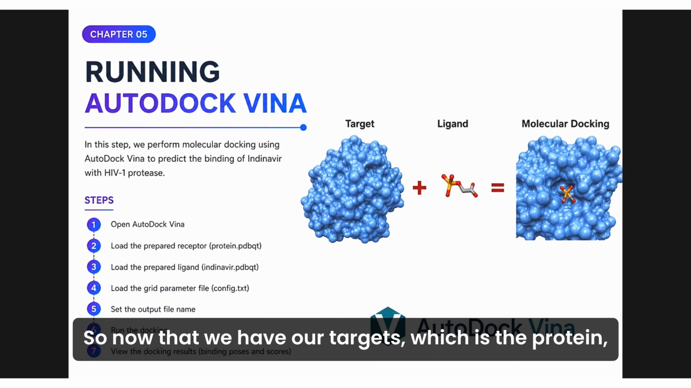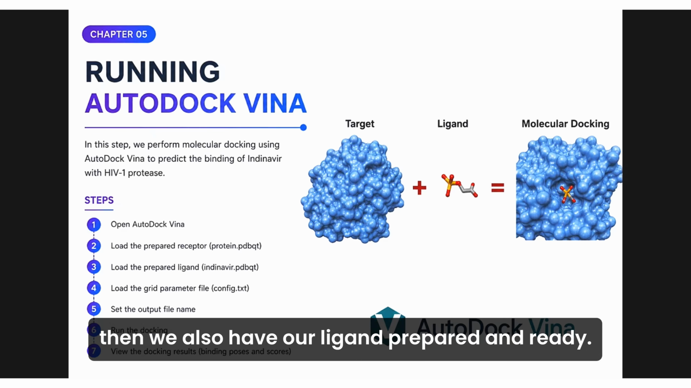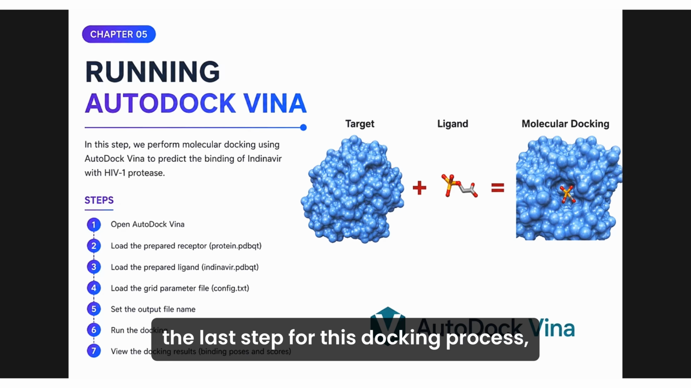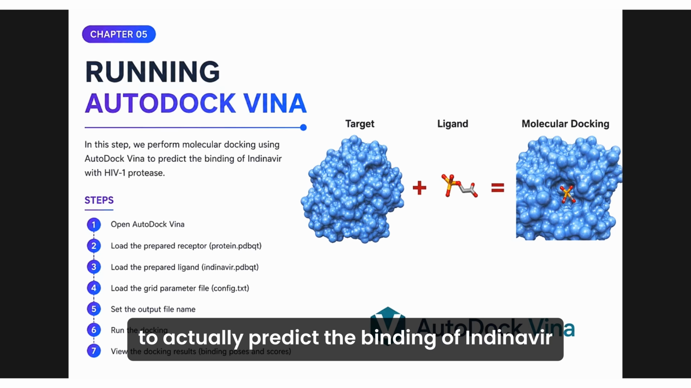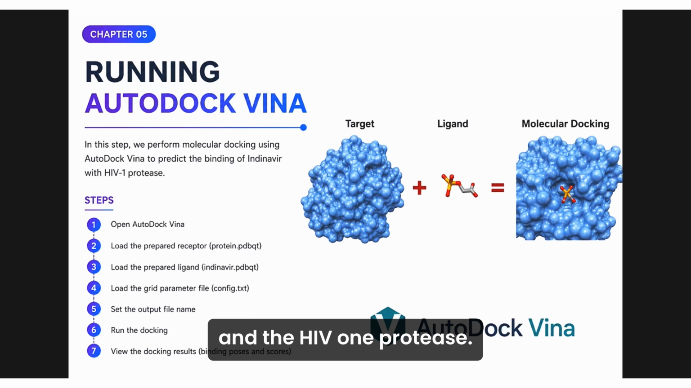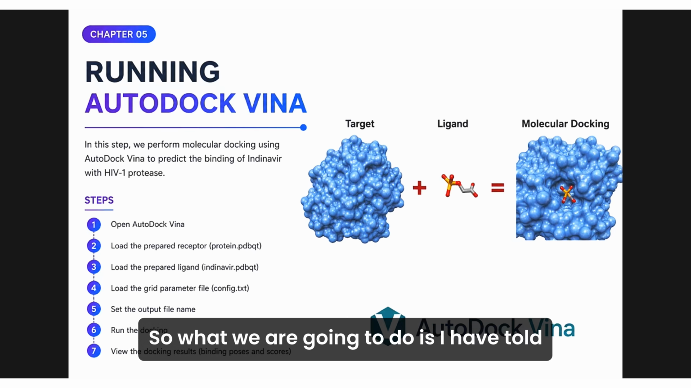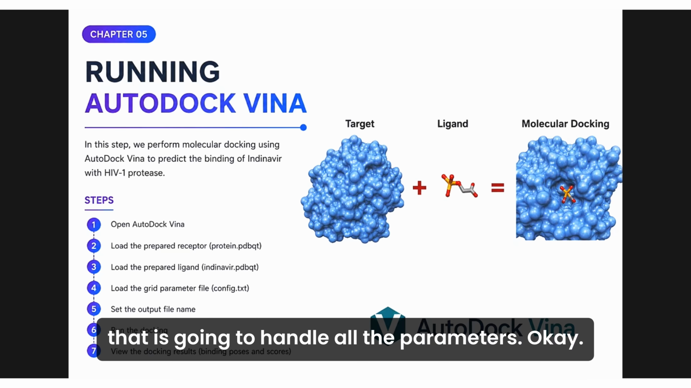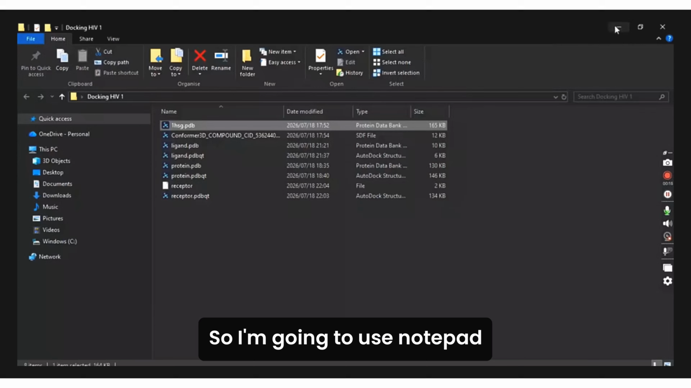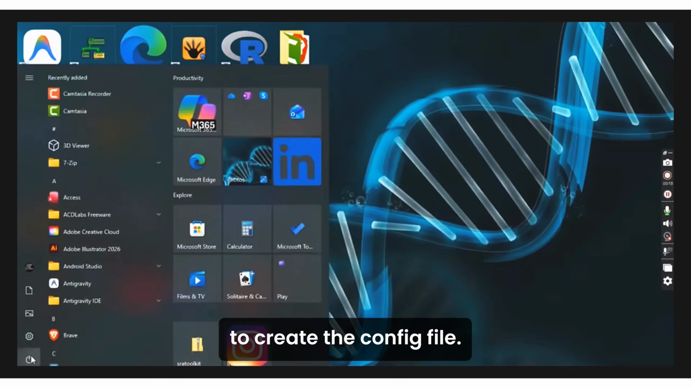Now that we have our target, which is the protein, and we also have our ligand prepared and ready, we are now going to perform the last step for this docking process, which is using AutoDock Vina to actually predict the binding of Indinavir and the HIV-1 Protease. As I have told earlier, I'm not going to use the grid box. Actually, I'm going to create a config file that is going to handle all the parameters. I'm going to use Notepad to create the config file.